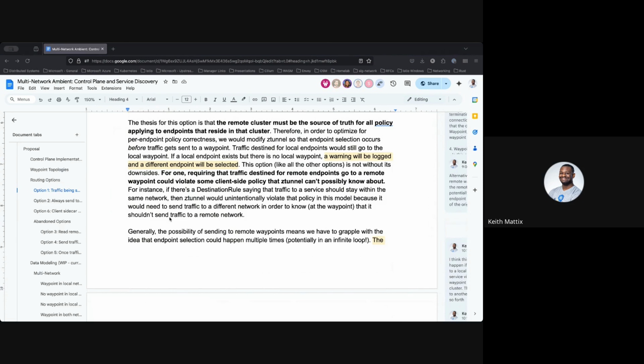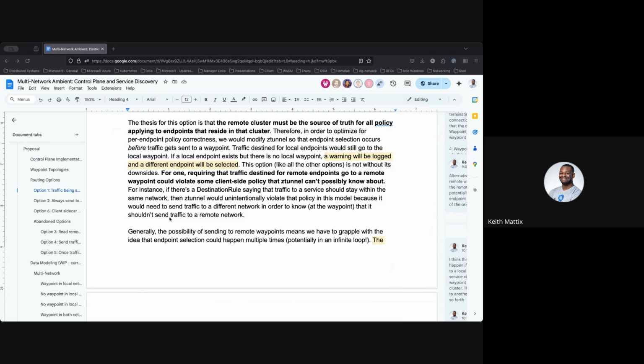The reason for that is twofold. For one, picking an endpoint first allows us to apply capacity logic to do the weighting essentially based on how much capacity for that service is in each cluster you want to talk to. The second option is exactly what Costin was saying before.